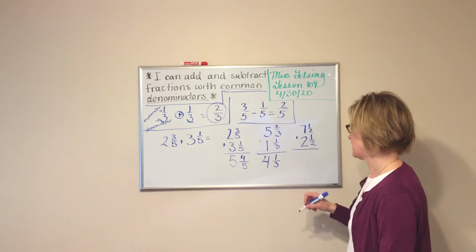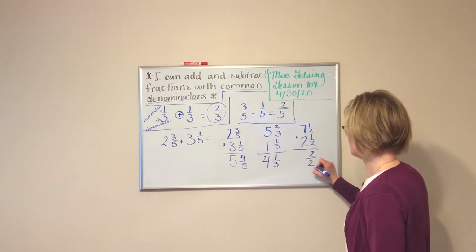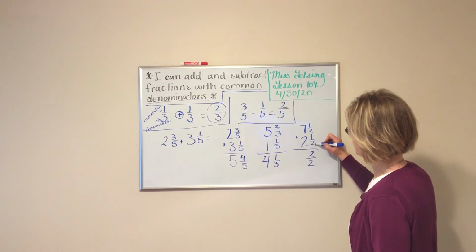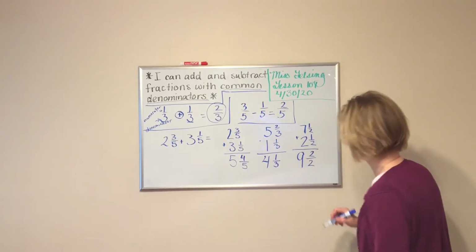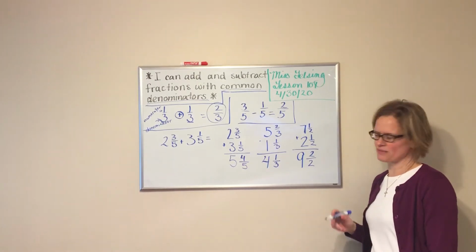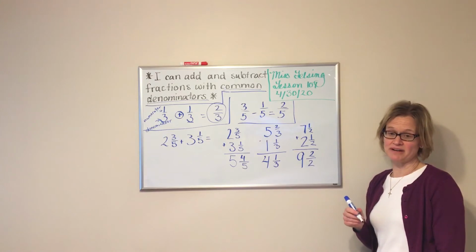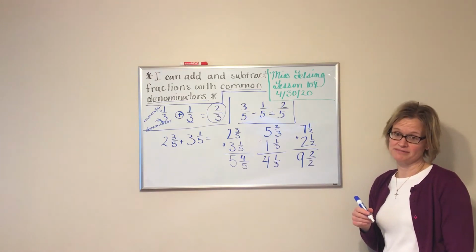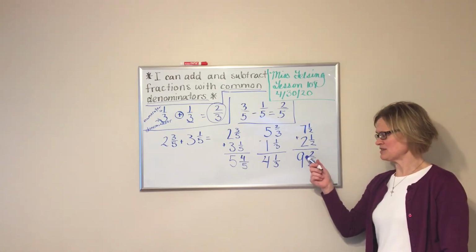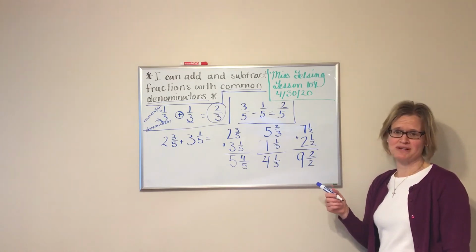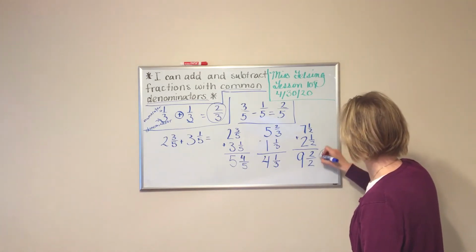Well, now we're adding, so 1 plus 1 is 2. 2 is over 2. So the denominator stays the same, and 7 plus 2 is 9. Now we say 9 and 2/2. That's a little awkward because remember, a fraction that has the same numerator and denominator is equal to what number? 1, right? So we basically are saying 9 and 1. Well, what's 9 plus 1? 10. So your answer would be 10.